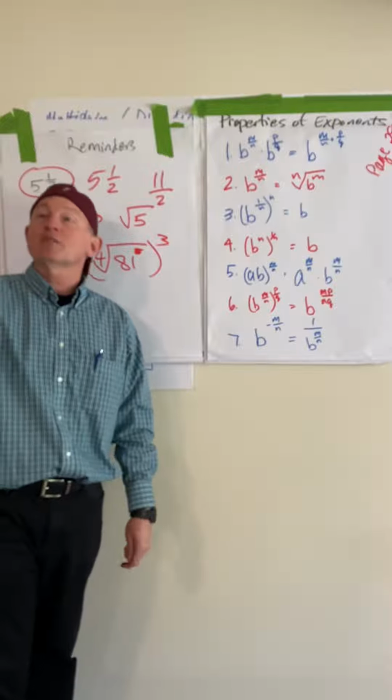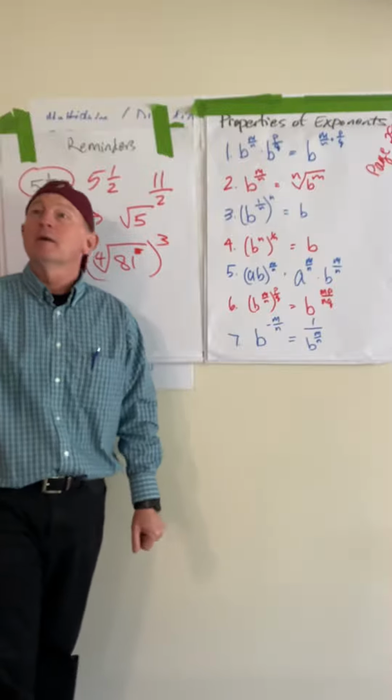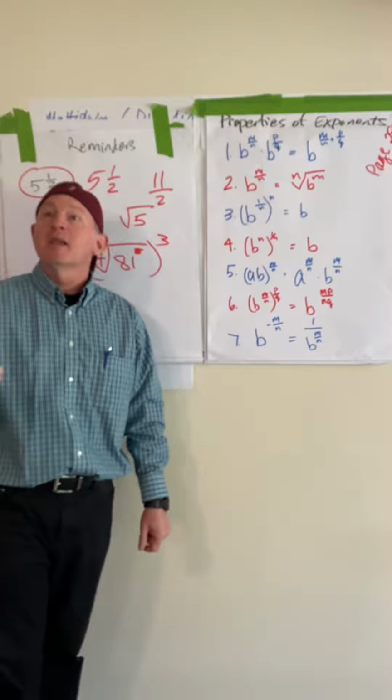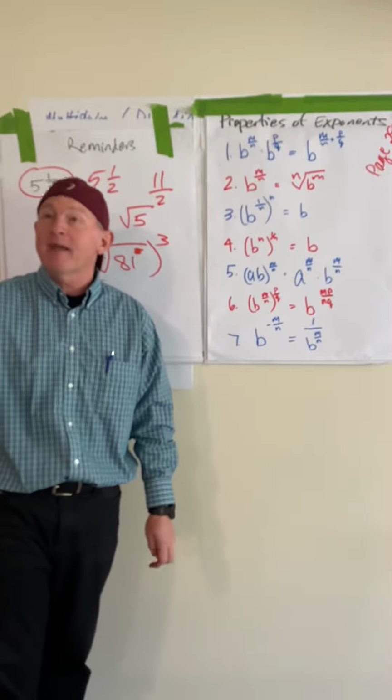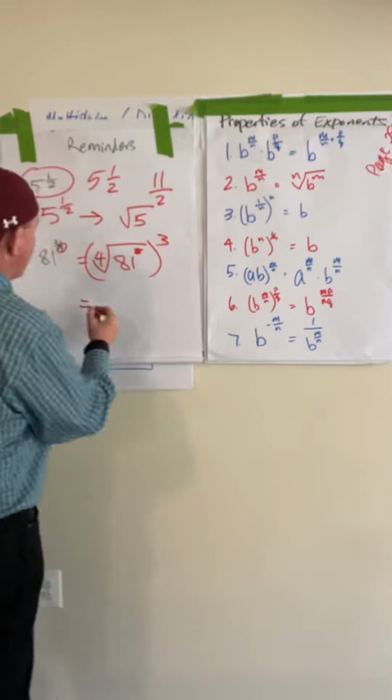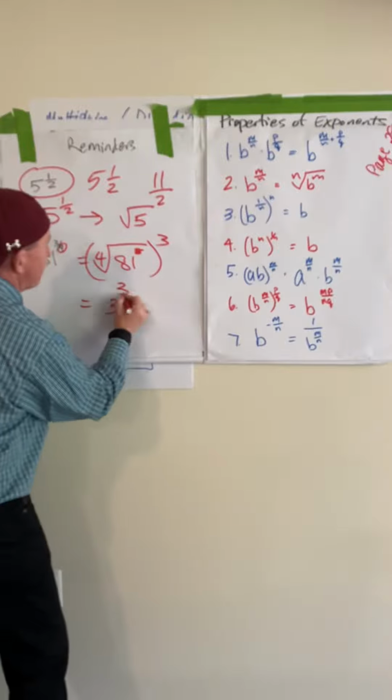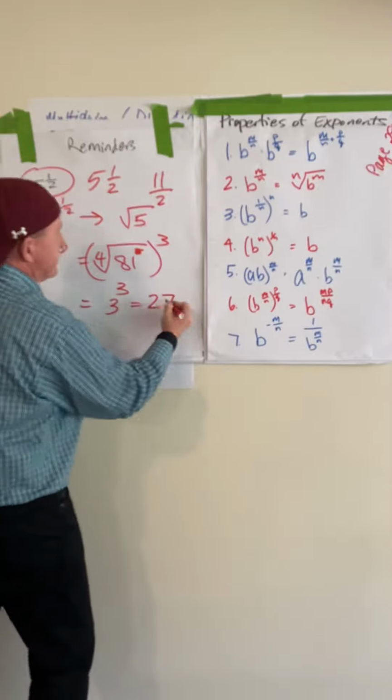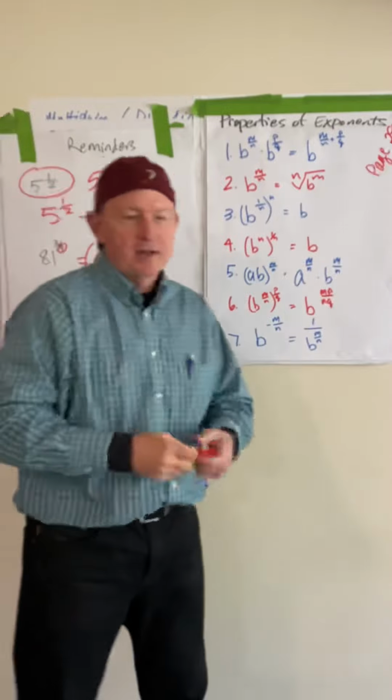Okay, let's try again. What's the square root of 81? 9. What's the square root of that? 3. Okay, what to the 4th power gives me 81? 3. That kid is really smart. So that's 3 to the 3rd, and that's going to be 27. That's how you do that one.